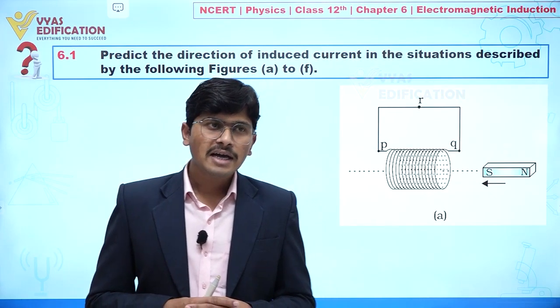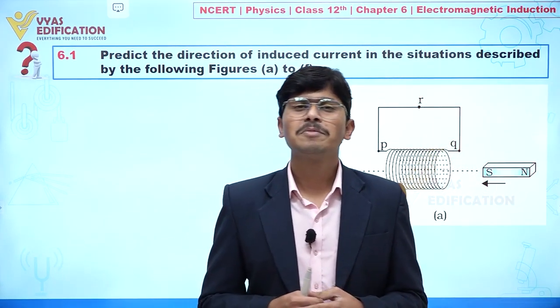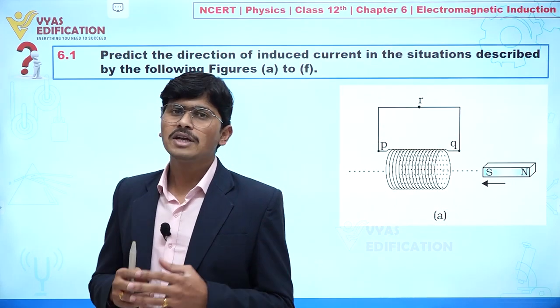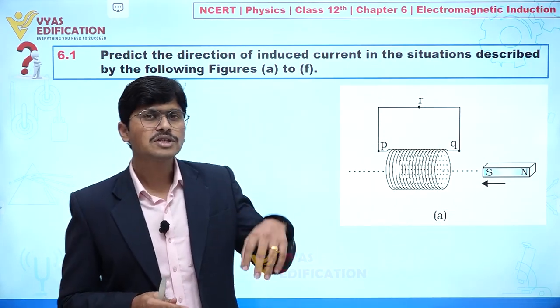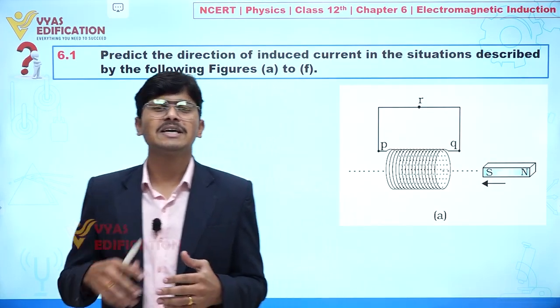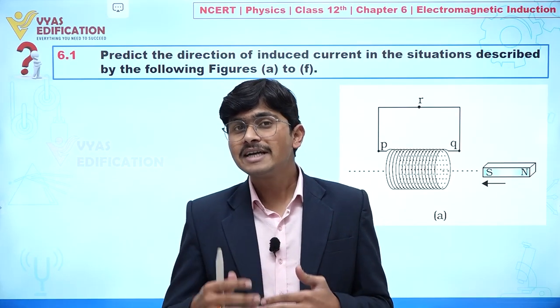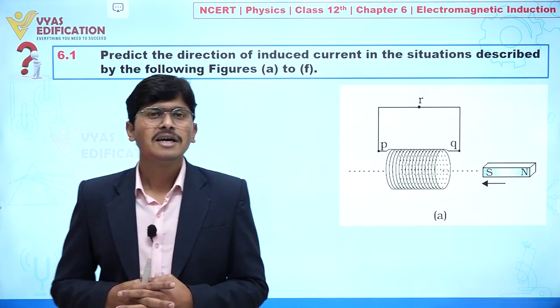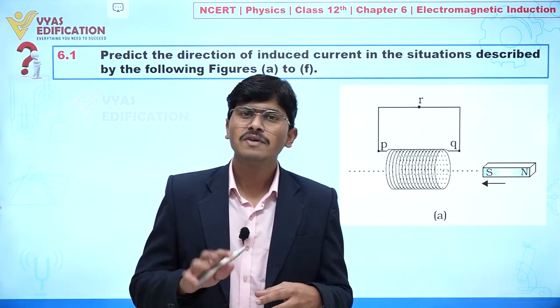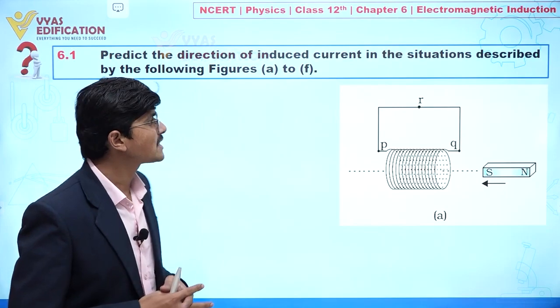The direction of that induced current is determined by Lenz's law. According to Lenz's law, the induced current will try to decrease the effect, or it will try to decrease that factor due to which the current is produced. It means overall it will oppose the magnetic flux. So now we are going to discuss this case.